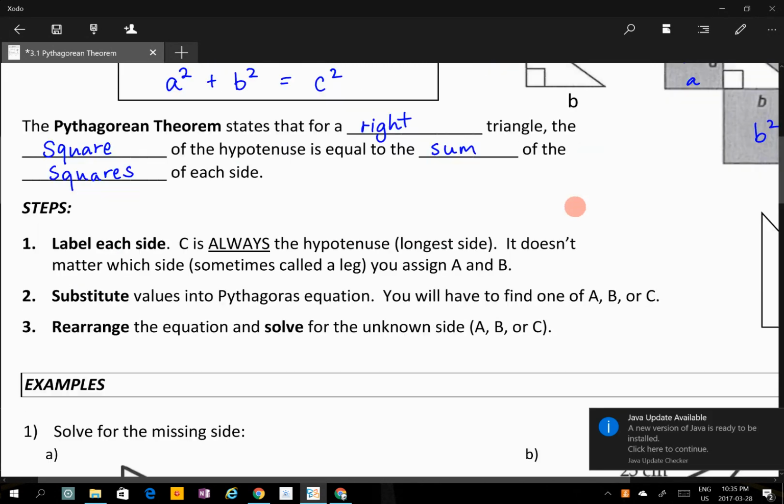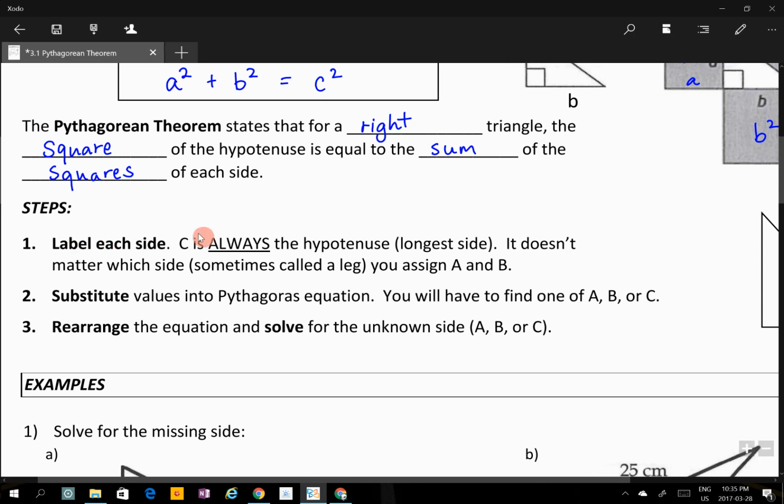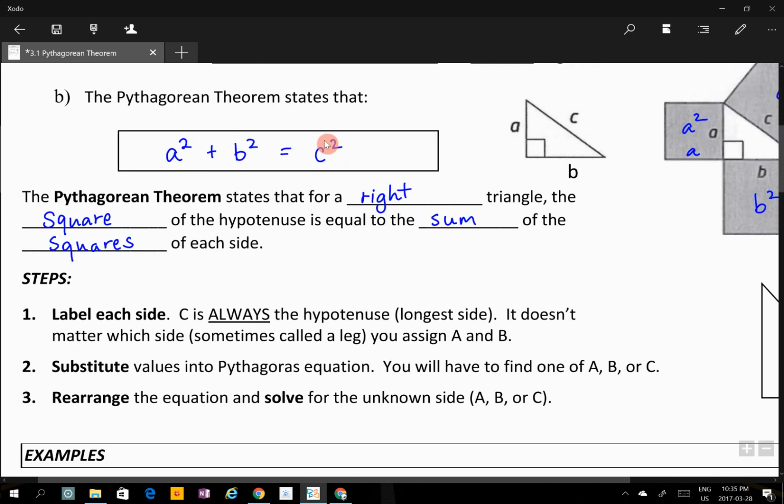Okay, so how do we solve problems? There's a series of steps you can follow. Step one, label each side. C we're always going to label as the hypotenuse. So this C over here is always by itself. It's the hypotenuse. It doesn't matter which side you assign A or B. This could have been A or B, or it could have been A over here and B on the left. It doesn't matter how you assign these two letters.